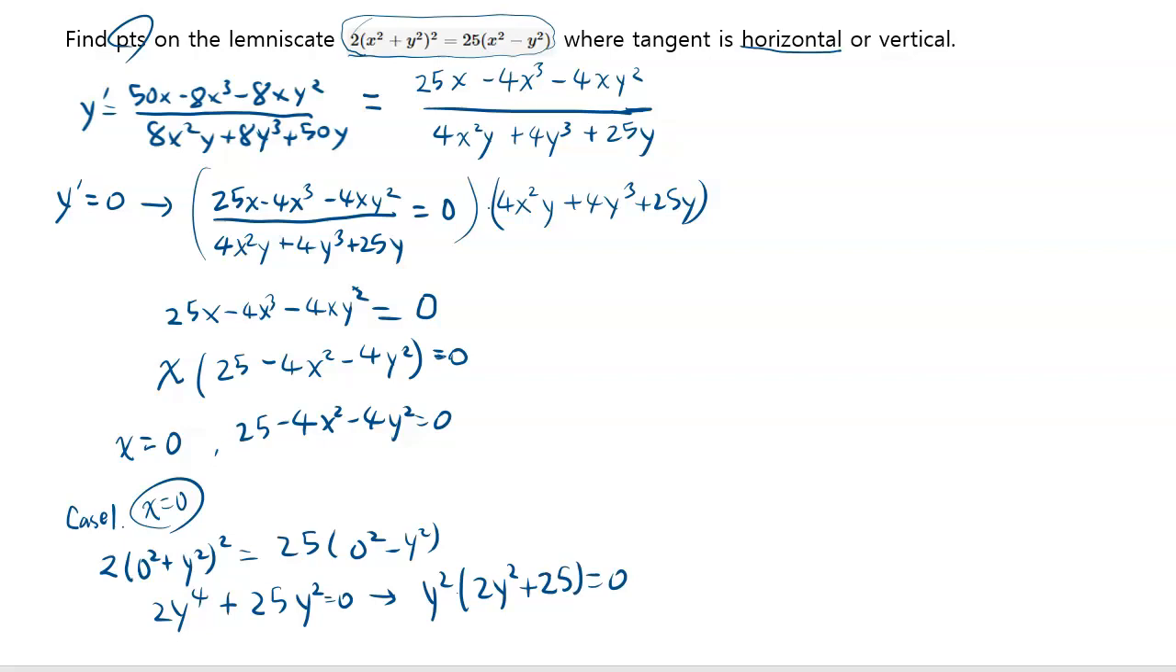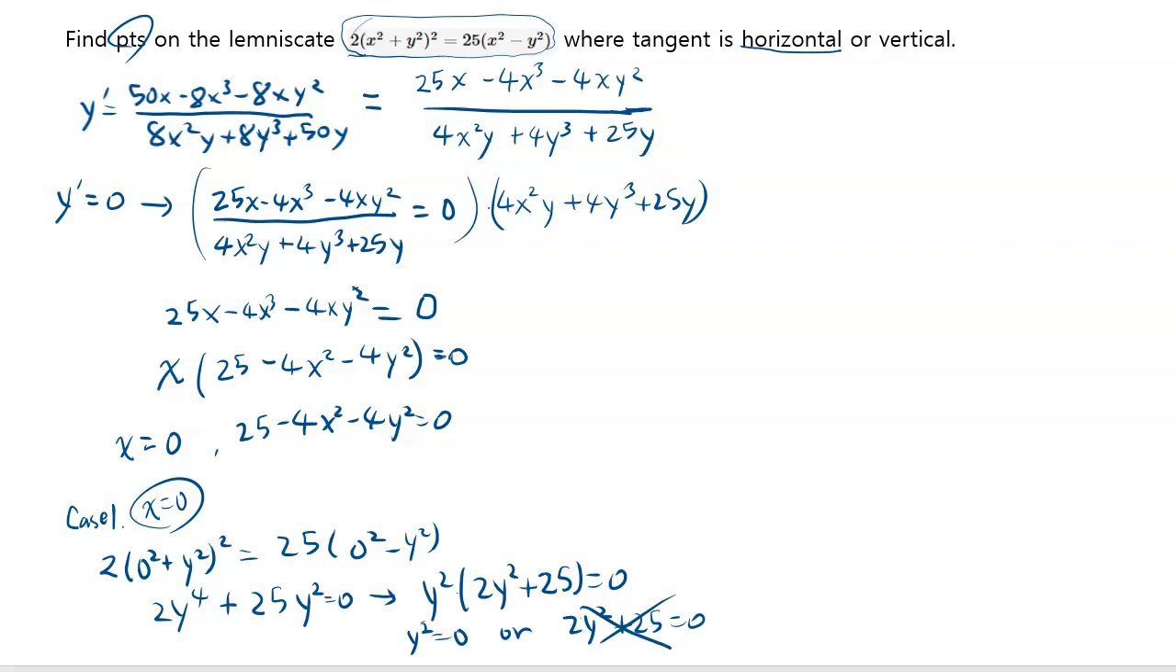Again, the same trick. We have two things multiplied, and therefore the first thing is 0, y squared equal to 0, or the second, 2y squared plus 25 equal to 0. So what's that? Oh, this can never be 0, because 2y squared is always non-negative. It can never be negative, right? And you're adding something positive. So this cannot happen. So that means y is 0.